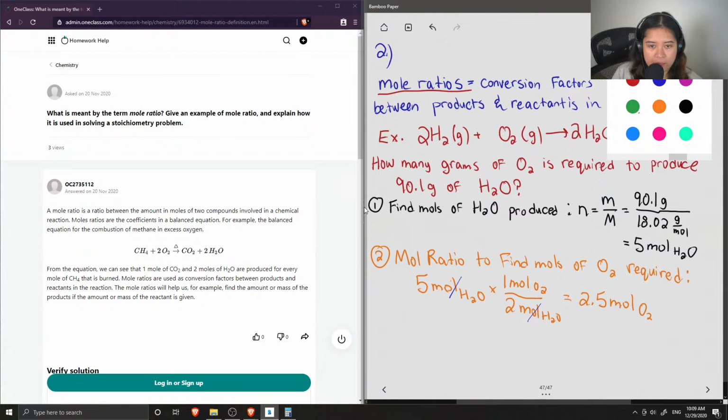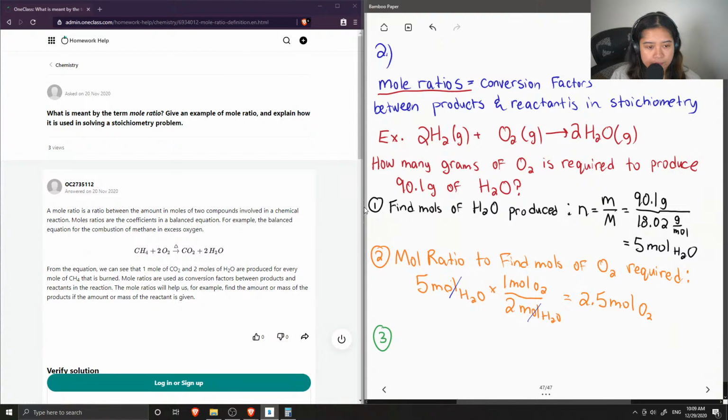But for the last part of the question, or for the answer, now we need to find how many grams of oxygen is required. So step 3, find the mass.